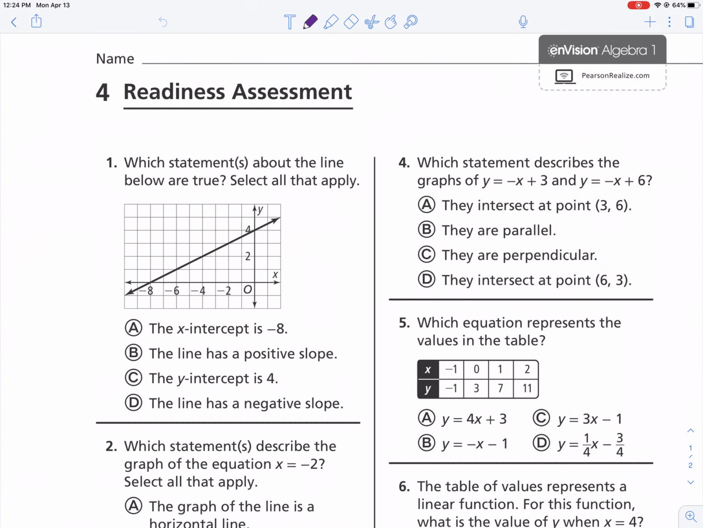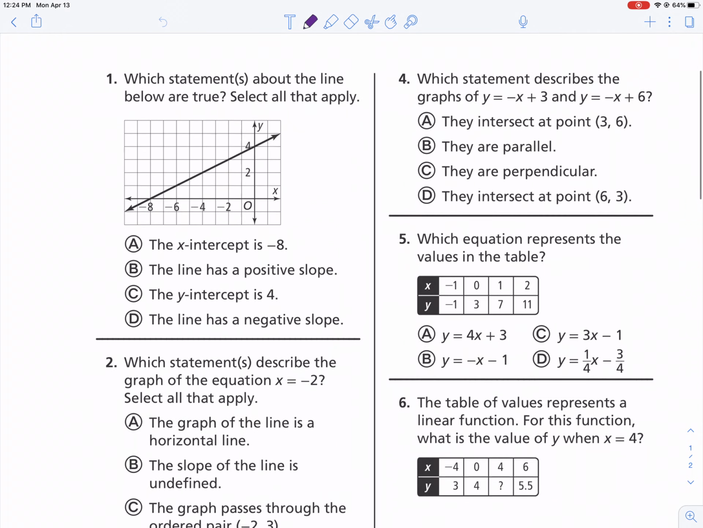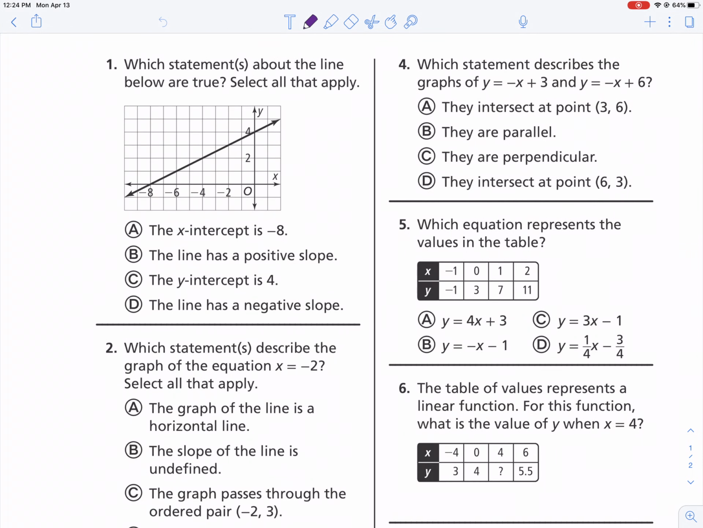We're going to be doing readiness assessment number 4. For this one, we're going to do questions 1 through 8. So starting with number 1, it says, which statements about the line below are true? And it's possible, because it has an S, that there is more than one. So we're going to go through each one.